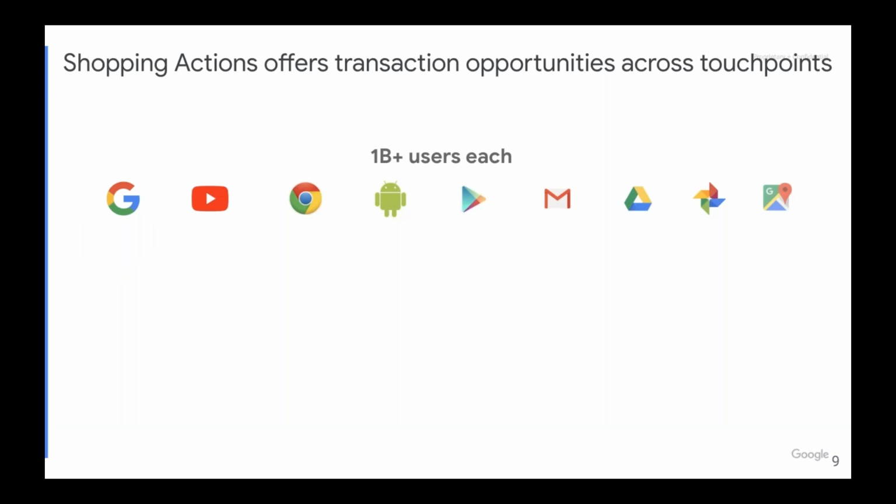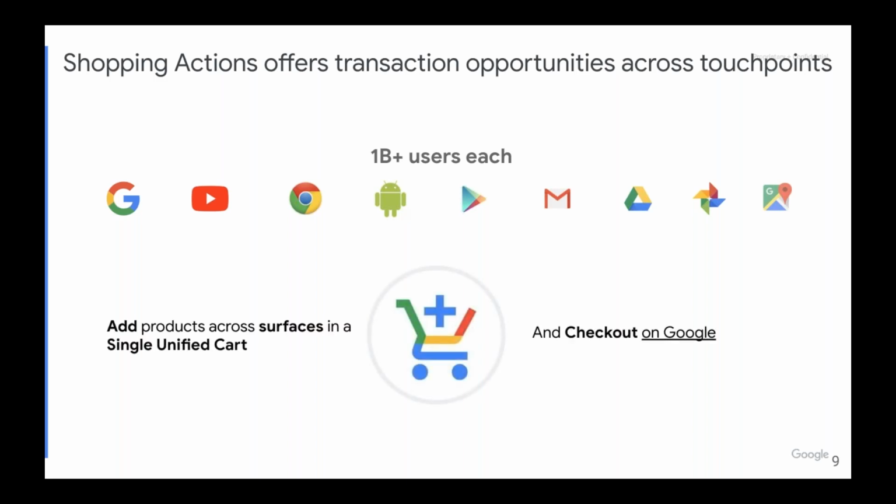So let me take a stab at broadly explaining the philosophy and methodology for shopping actions. You see 9 applications on the screen, which are all Google applications. All these applications have more than 1 billion users each. So you can just imagine from a reach perspective what tremendous reach this can provide. Now, you may also think that when a user is on any of these applications, there are chances that they will come across certain products that may interest them, or they're probably researching stuff like that.